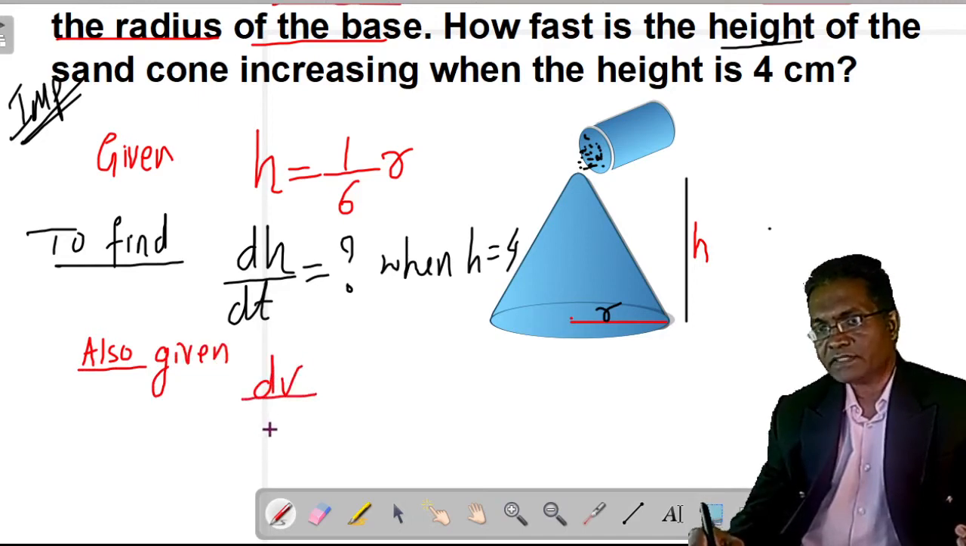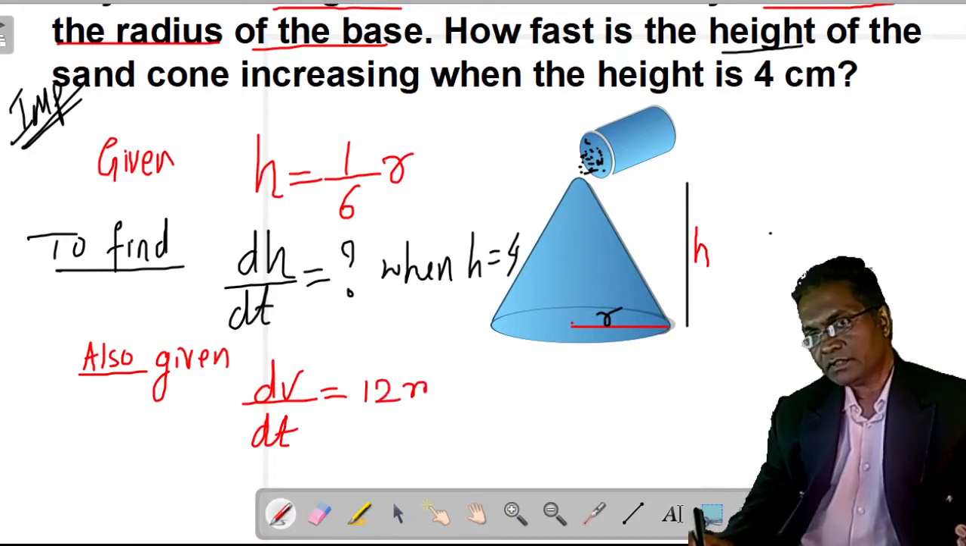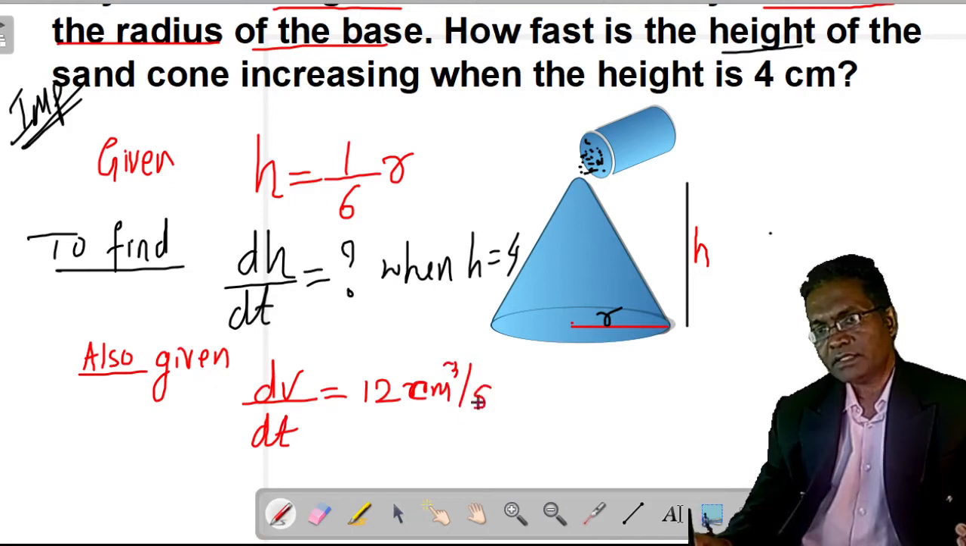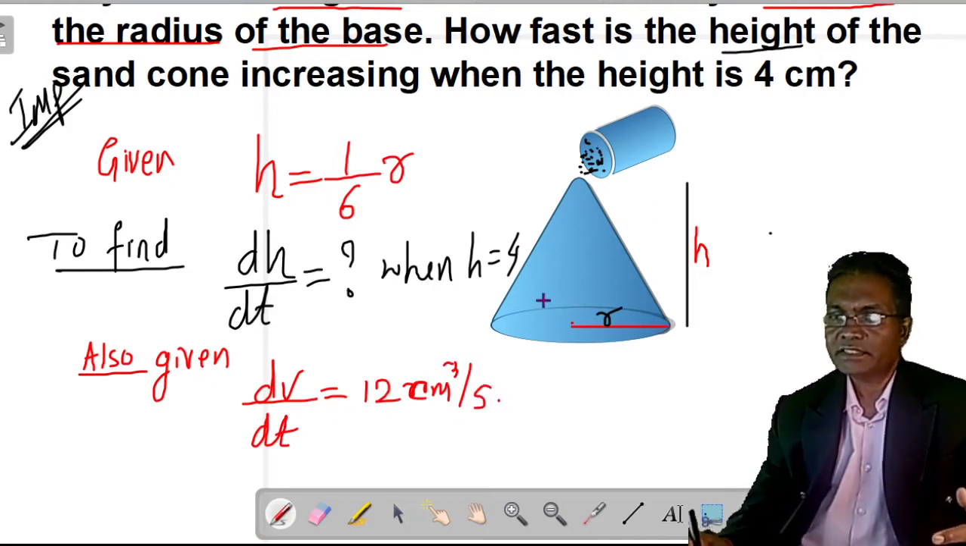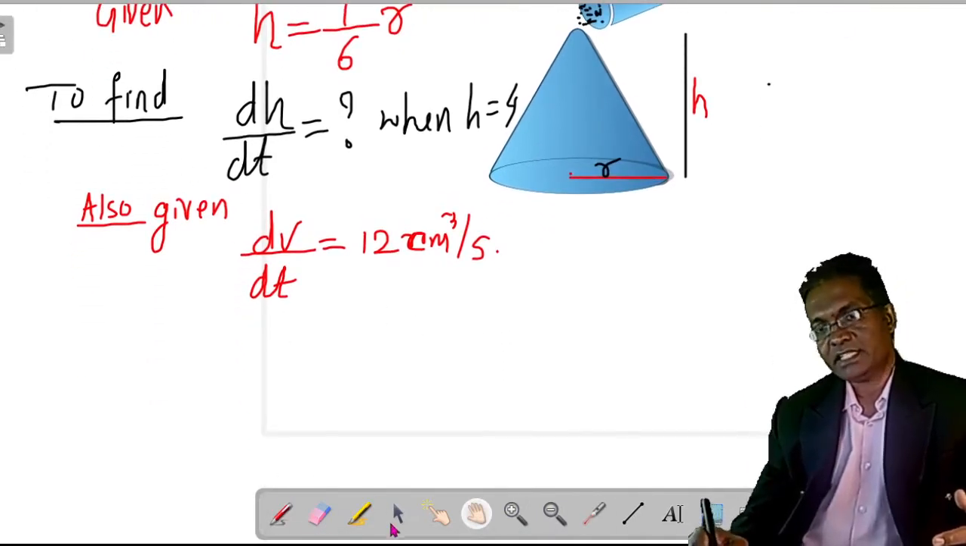So you are given the increase in the volume of the sand cone, that is dV by dt. At what rate is it? It is 12 centimeter cube per second. At this rate the volume is increasing. Now you have to find dh by dt.